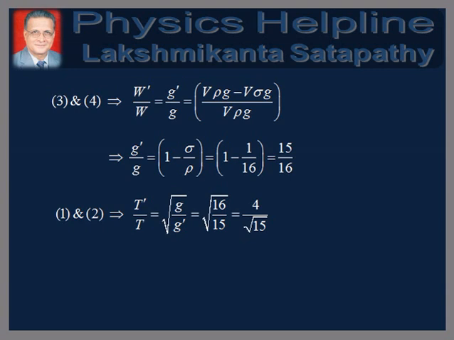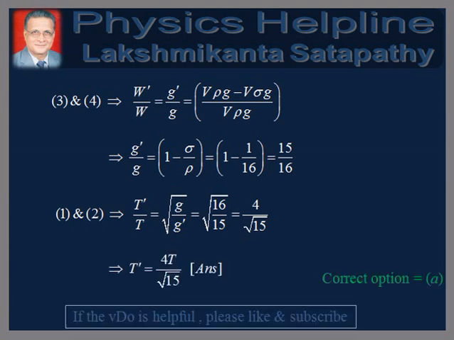Again, from equations 1 and 2, we get t dash by t is equal to root over g by g dash, which is equal to root over 16 by 15, which is equal to 4 by root 15, which gives t dash is equal to 4t by root 15, which is the answer to the question. Therefore, the correct option is A. This completes the answer to the question.